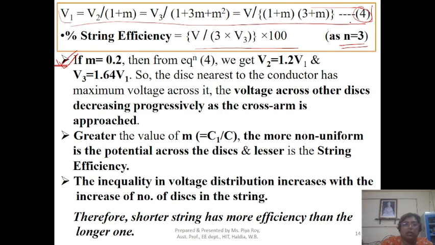So put the value of m as 0.2. Okay, 0.2. So now I write the expression again: V1 equal to V2 divided by 1 plus m. If we put the value 1 plus 0.2, then how much voltage do we have? So V2 equal to 1.2 V1. This way you can put the value in equation 4.